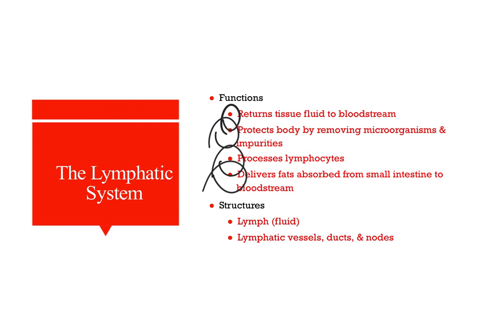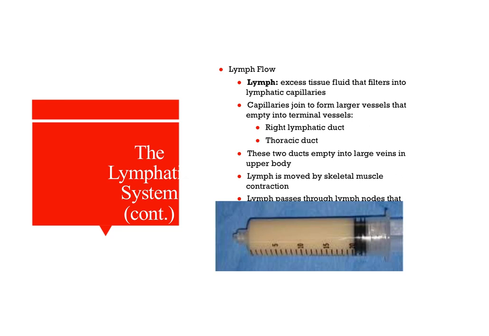The structures of the lymphatic system are lymph and lymphatic vessels, ducts, and nodes. The fluid that flows through the lymphatic system is called lymph. This is the tissue fluid that flows into the lymphatic capillaries. All right. You don't really have to know the structures of the lymphatic system. You just need to know that it supports your immune system. Just kind of get an idea of what's going on here.